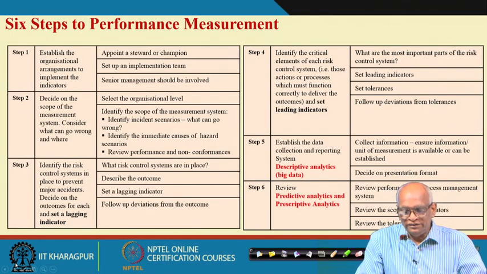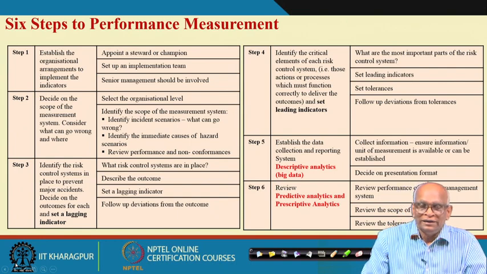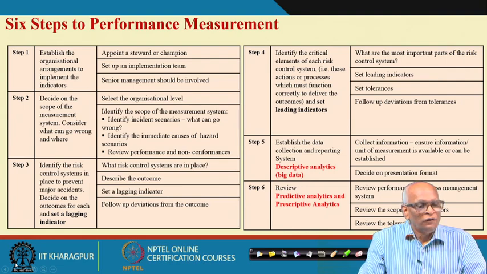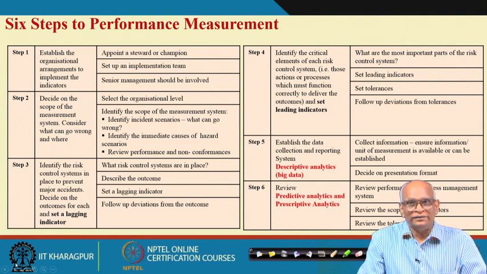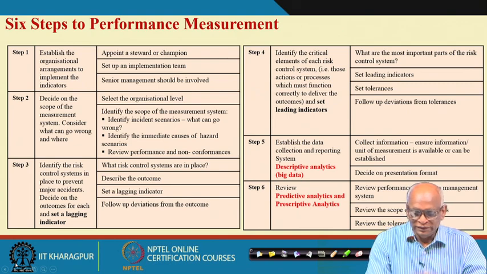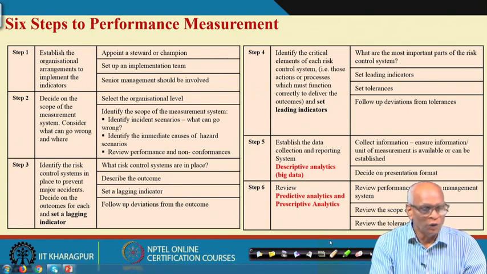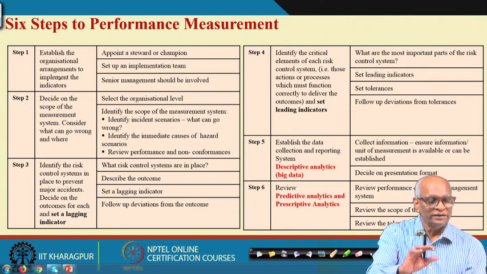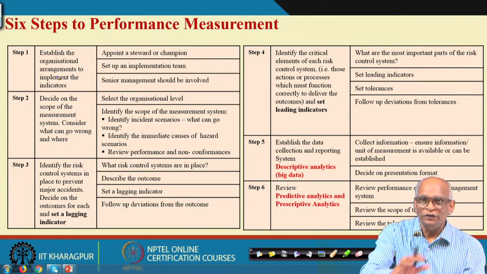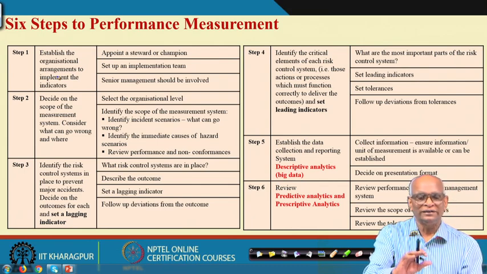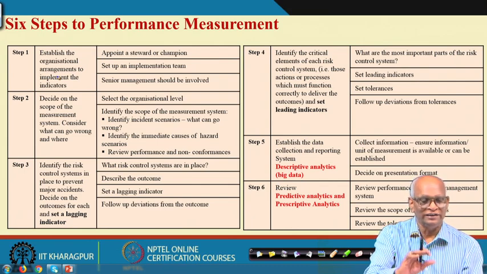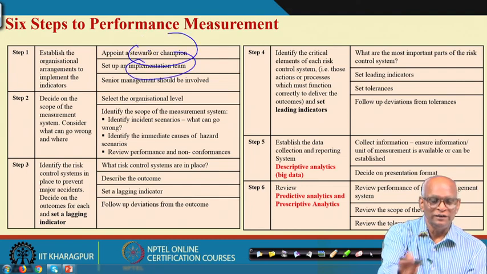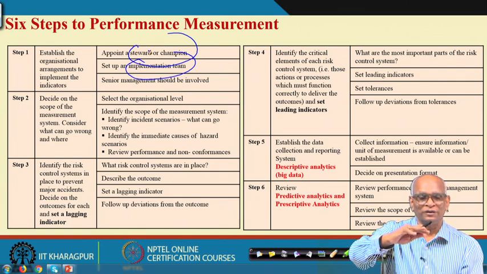There is a 6-step process made by HSC, which is pretty good for safety performance measurement. The first step is to establish organization arrangements. Whenever you are going to do the right work, the right initiative, you require a champion, you require a team to implement. That is the first step.